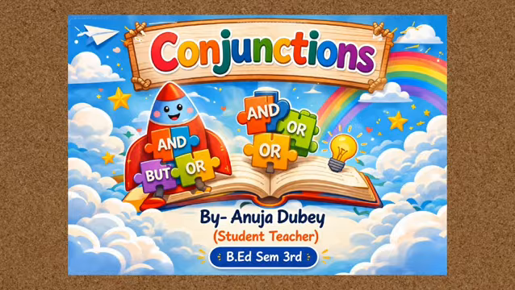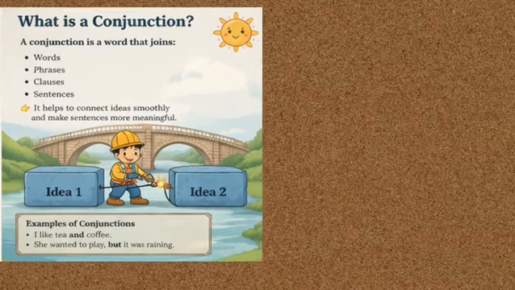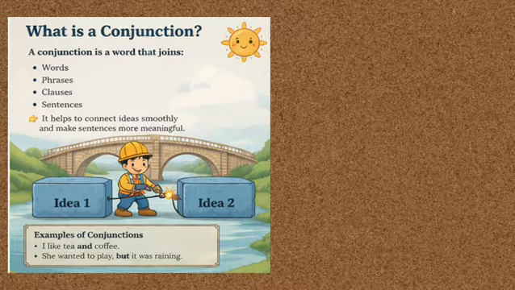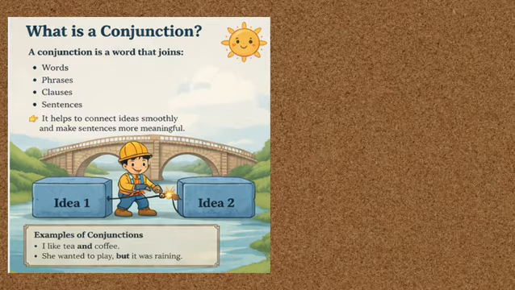Today we are going to learn about conjunctions, their types and the simple rules for using them. So let's begin today's video. First of all, let us understand what is a conjunction. A conjunction is a word that joins words, phrases, clauses, sentences. It helps to connect the ideas smoothly and make sentences more meaningful.